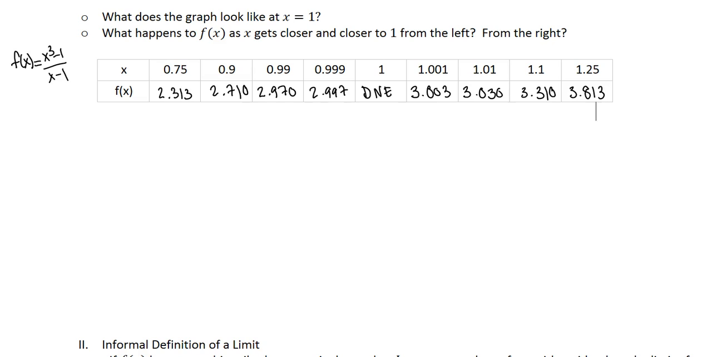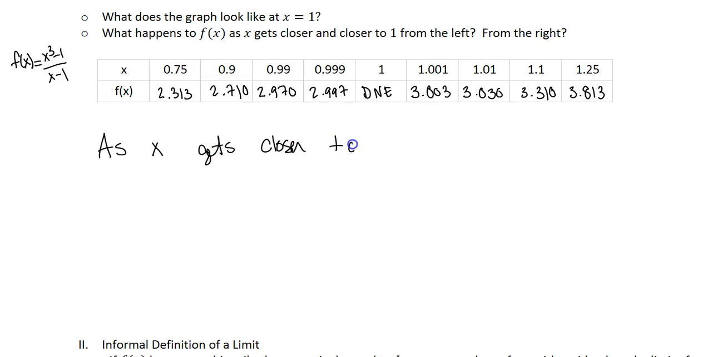As I filled in these values, you can see that as x gets closer and closer to 1 from the left, it looks like we're increasing, and we're getting really, really close to y equals 3. Notice I've got a 2.3, 2.7, 2.97, up to 3. And when I come from the other side, from the right, I'm starting at 3.8 and I'm going down towards 3.